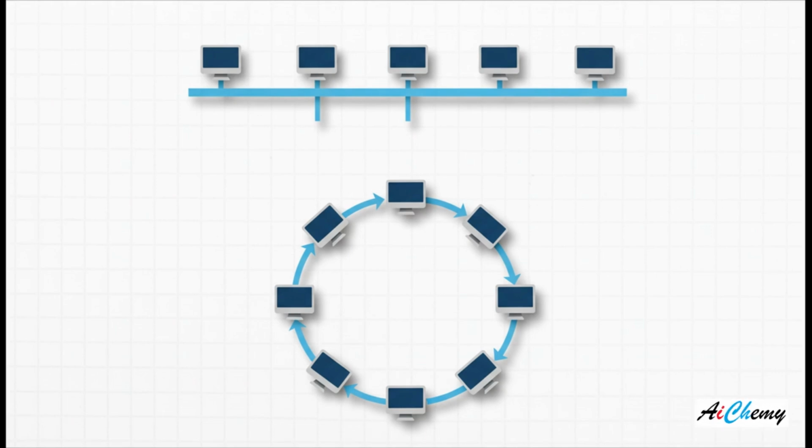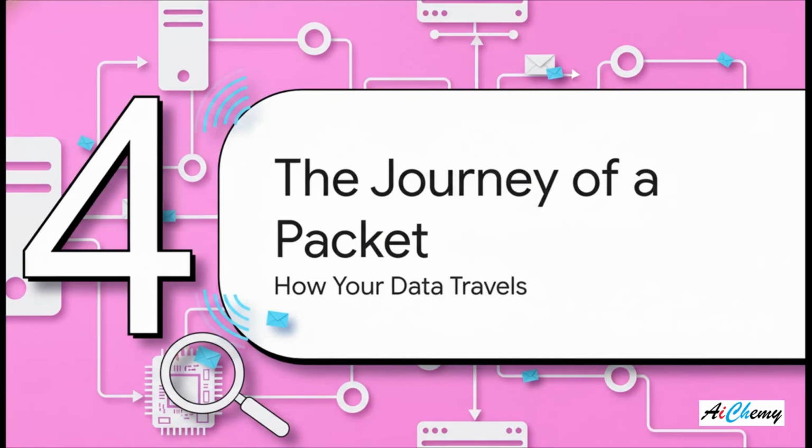A couple of classic examples are the bus topology, where every device hooks into one main cable. It's simple, but hey, if that one cable fails, the whole network goes dark. Then there's the ring topology, where every device is connected in a circle and messages get passed around from one to the next. Every layout has its own pros and cons when it comes to cost, speed, and how reliable it is.